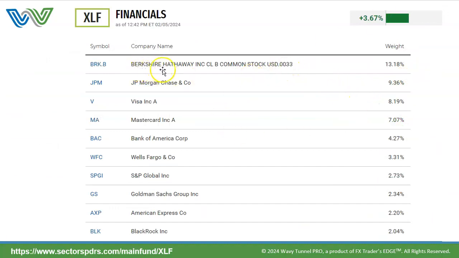Biggest holding is Berkshire Hathaway, followed by JP Morgan, my alma mater. That's where I worked in New York as a professional trader for 14 years actually. Visa, MasterCard, Bank of America, Wells Fargo, etc. So let's have a look at the financials.